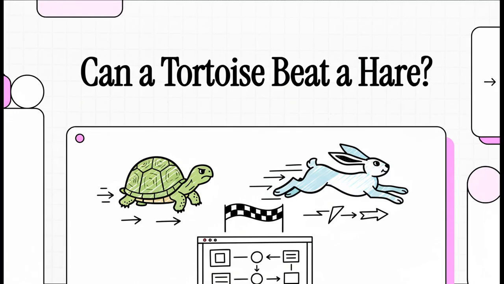You know the story, right? The tortoise and the hare. But what if we could actually test it? I mean, for real. That's exactly what we're going to do today. We are building a computer simulation from the ground up to find out once and for all, can slow and steady really win the race?